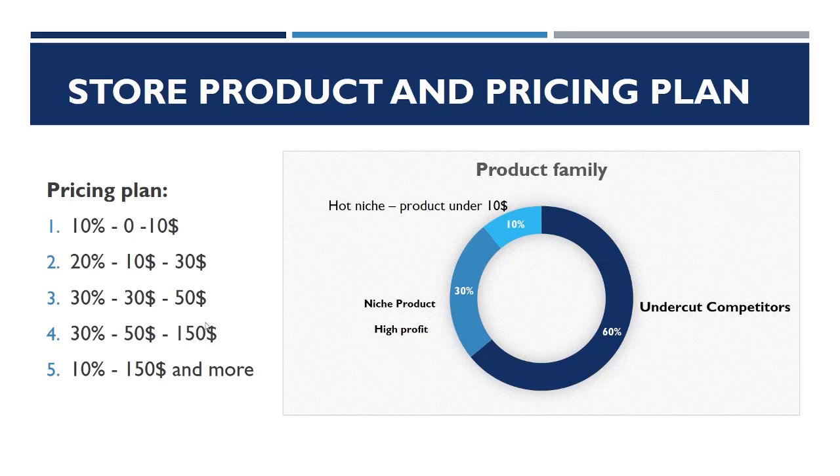10% of our products have to be from $0 to $10. 20% of our products have to be between $10 and $30. 30% of our products should be between $30 and $50. And 30% should be between $50 and $150, and then 10% more should be $150 and above, it can be $1,000, depending on your limits. Is that clear to everyone?